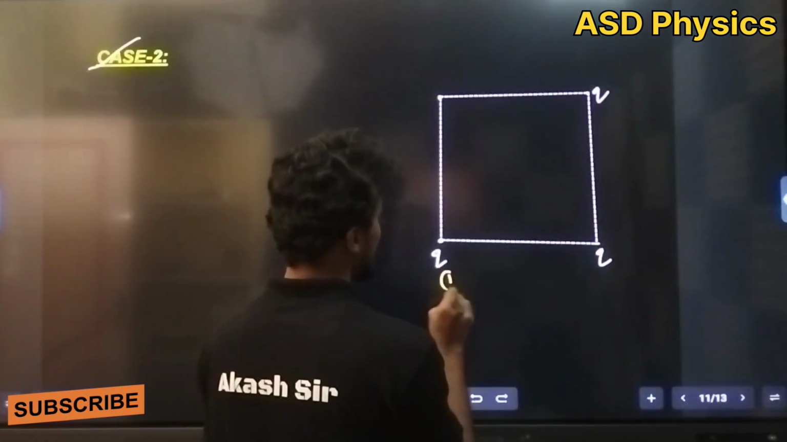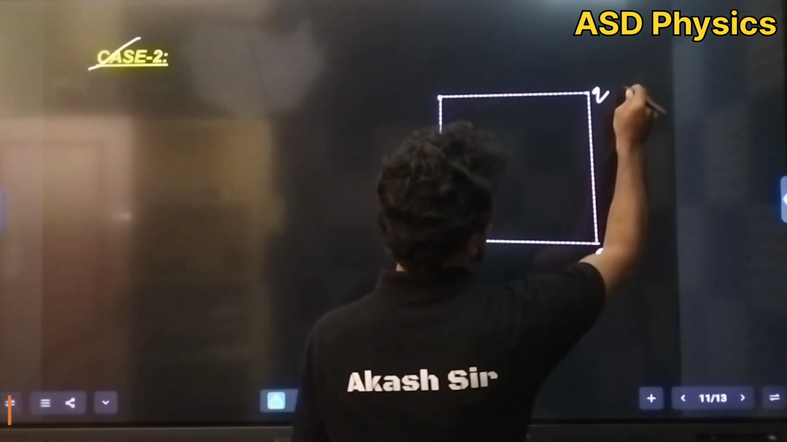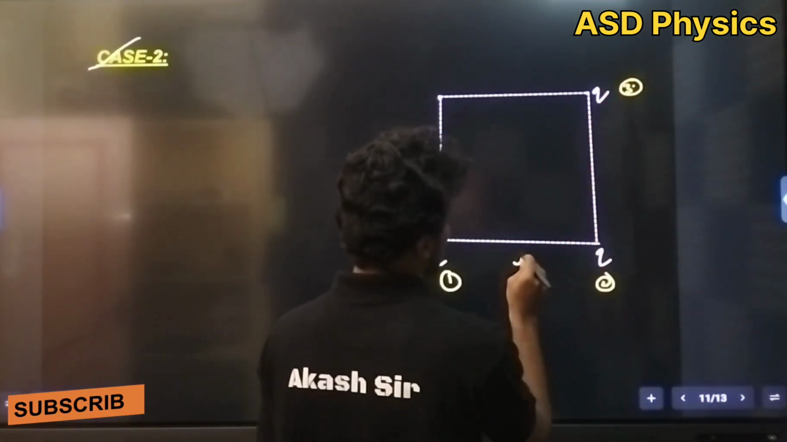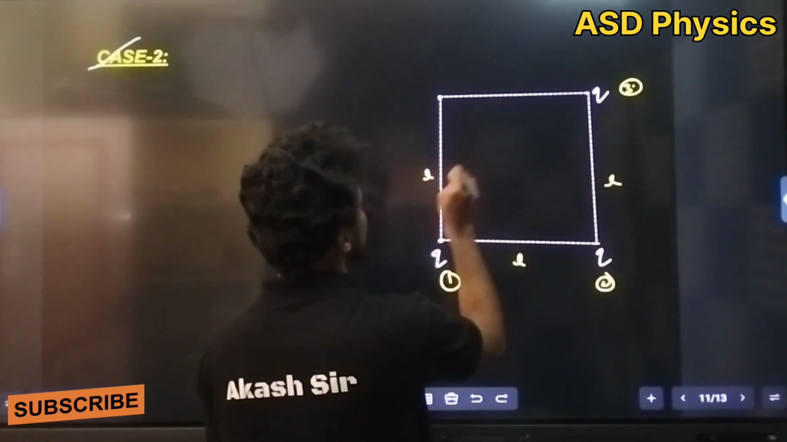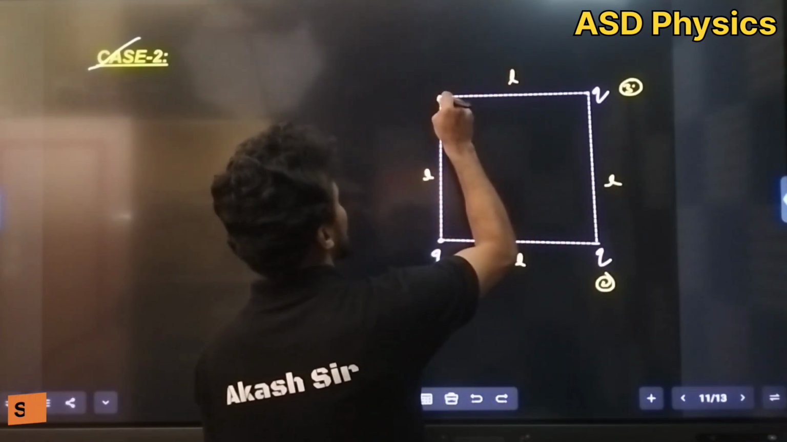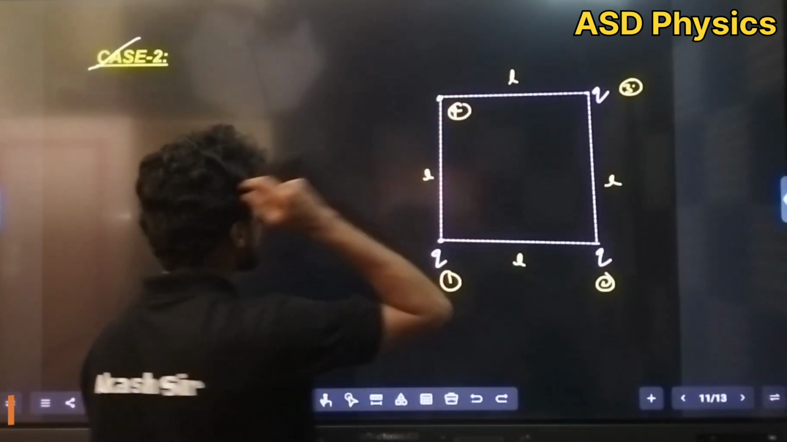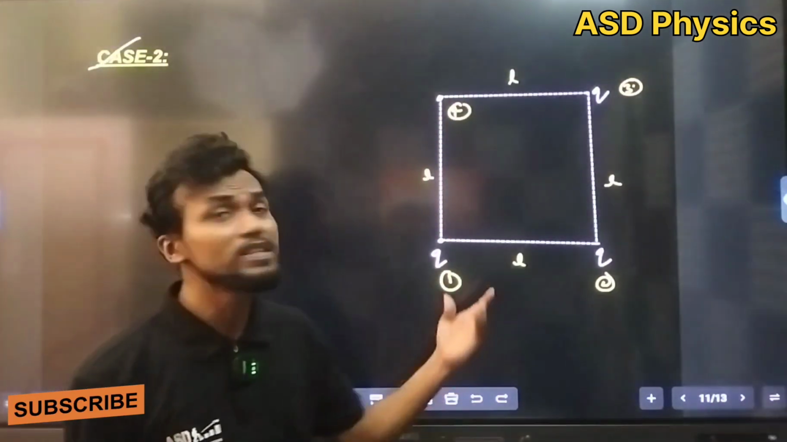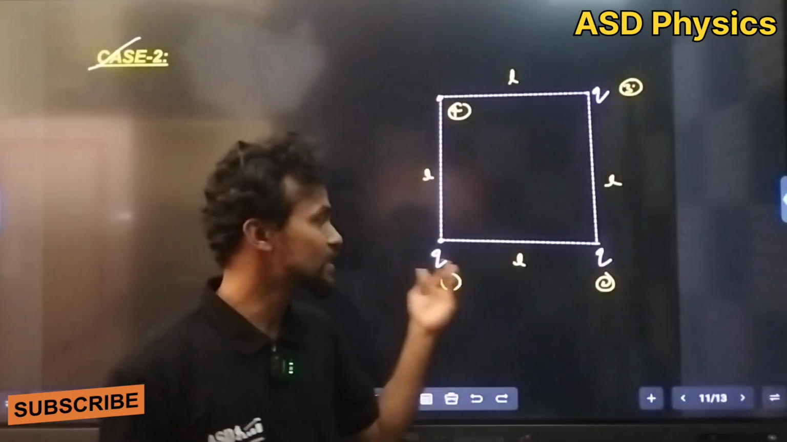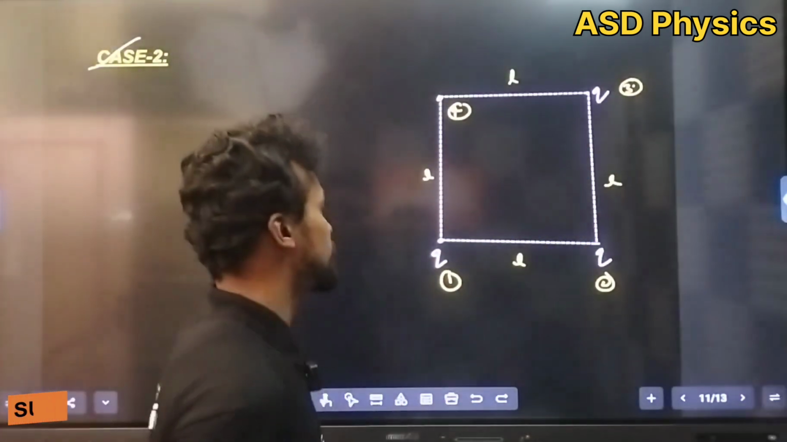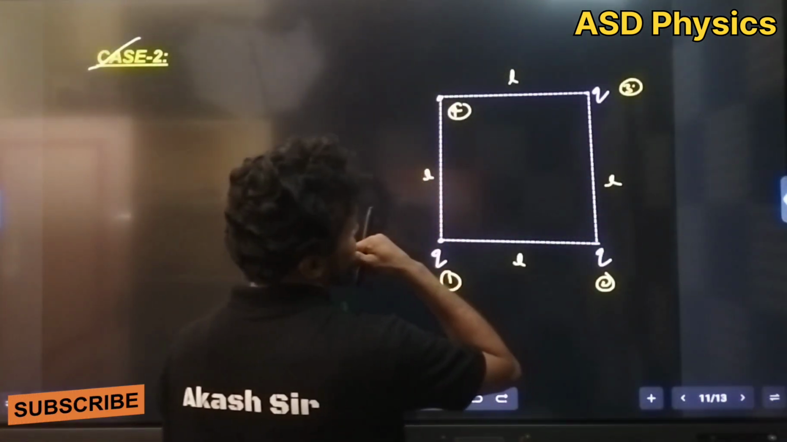Let's give names here. This is 1, this is 2, and this is 3. This is L, this is L, this is L, and this is L. And I want to calculate the resultant electric field at the 4th vertex. So what do you think? At the 4th vertex, how many electric field lines will be present? How many charges do we have? 3 charges. That means we will have 3 electric field lines.